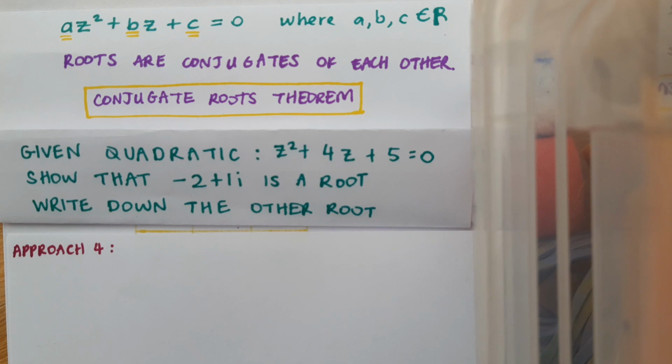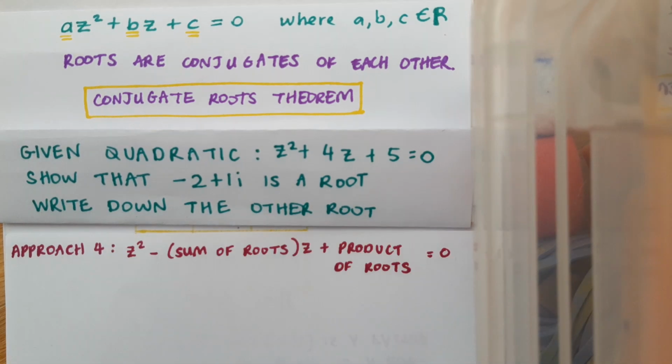So it's a nice way to build the quadratic if it's unknown to you initially. And then finally, I've got approach number 4. And approach number 4, we're again familiar with from previous algebra chapters. So there is a formula that you can use to create a quadratic if you know what its roots are. And that formula is z squared minus the sum of the roots times z plus the product of the roots.